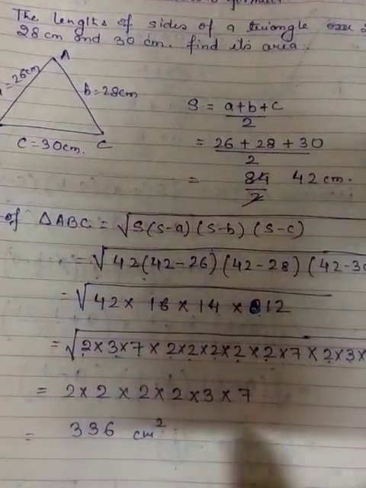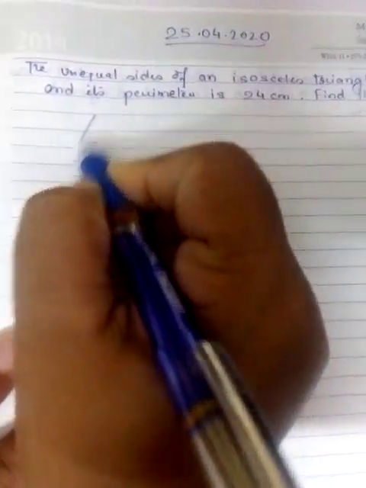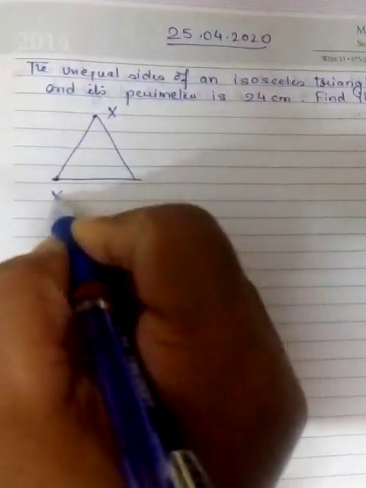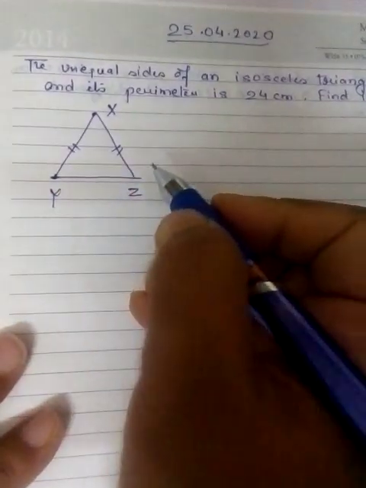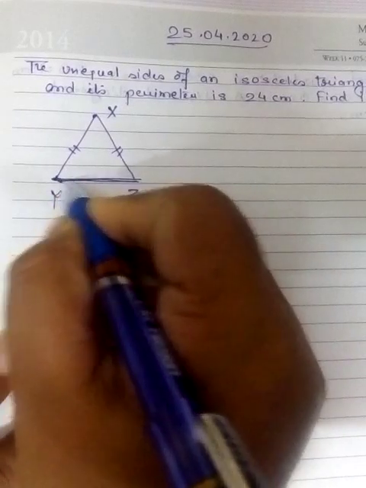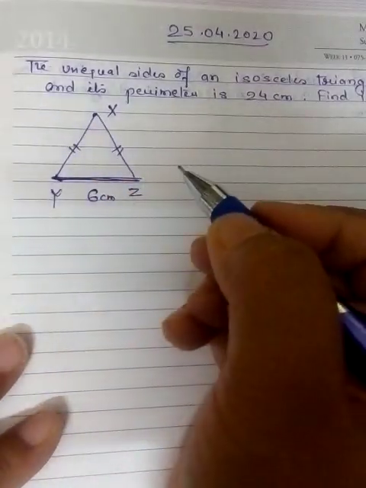I am going to take the next question based on Heron's formula. Let's see. The unequal side of an isosceles triangle is 6 centimeter and its perimeter is given as 24 centimeter. We have to find the area. We have a triangle. Suppose the name is XYZ and it is an isosceles triangle and its unequal side. Unequal side means this side is unequal and this is given as 6 centimeter and the perimeter is given as 24 centimeter.